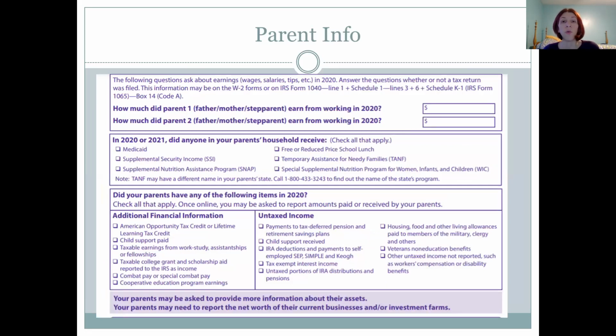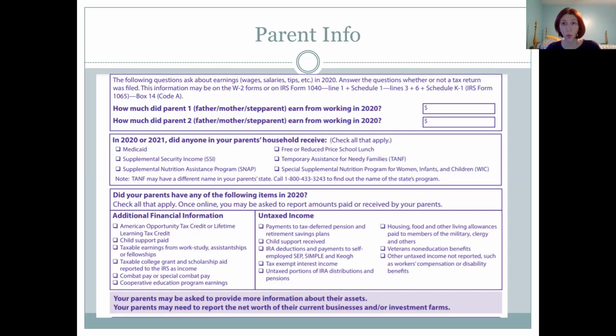Then you go on to how much wages were earned for parent one and how much for parent two in 2020. It's going to ask if anyone in the household received SSI, SNAP benefits, or free or reduced lunch, and further down, if any child support was paid or received, and if you had any tax-deferred pension payments that went into your account. Now, this is not the total of your 401k amount, but this is if you had anything from your wages go towards it during the 2020 year, and that information would be on your W-2 form.